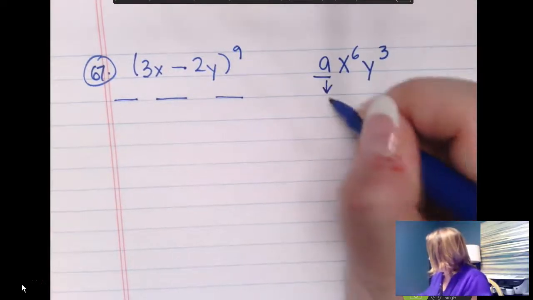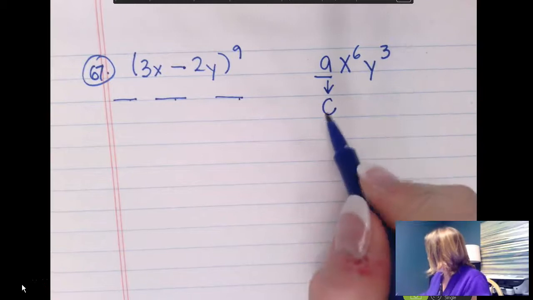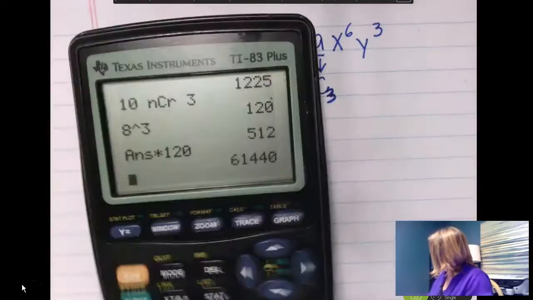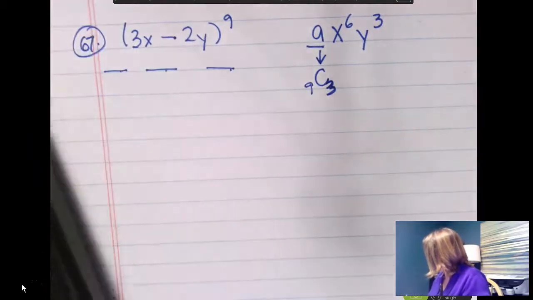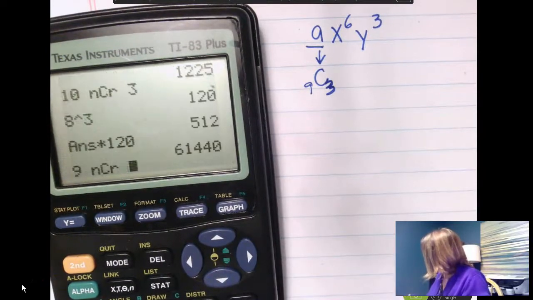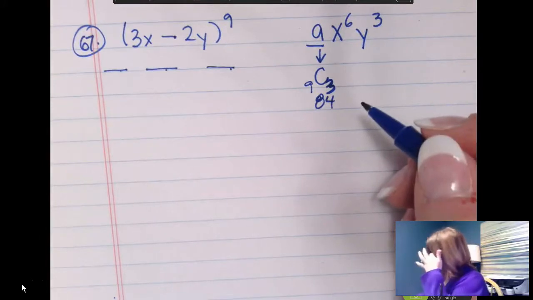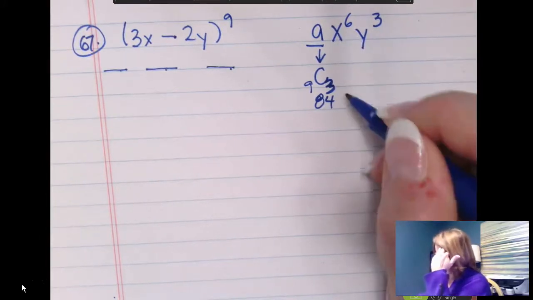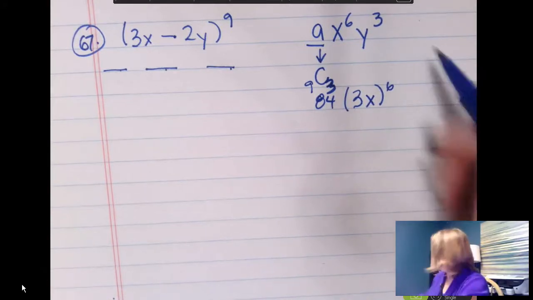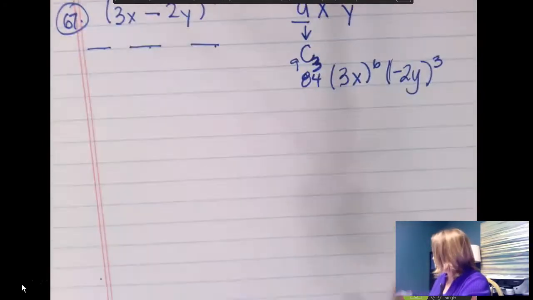So to find a, we would have a combination of 9 things taken 0, 1, 2, 3 at a time. So that's going to be 9 things taken 3 at a time. So that's 84. And then x to the 6th, so that's actually going to be 3x to the 6th. And then y to the 3rd is actually going to be negative 2y to the 3rd. So that's all of the math we need to work out.